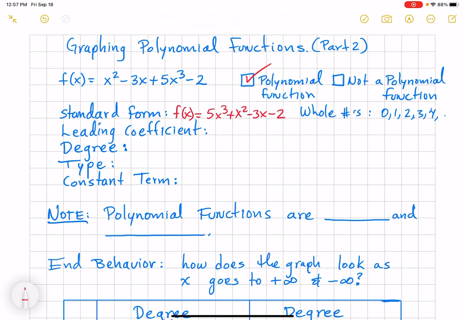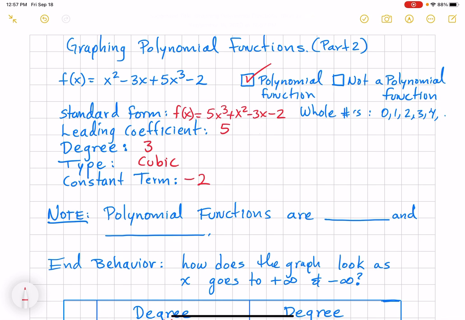The leading coefficient is the number in front of the x with the highest exponent. The degree is the biggest exponent, and the type is based on the degree. Because the degree is 3, we call this a cubic function. The constant term is the term that has no x attached to it, so it's a -2.